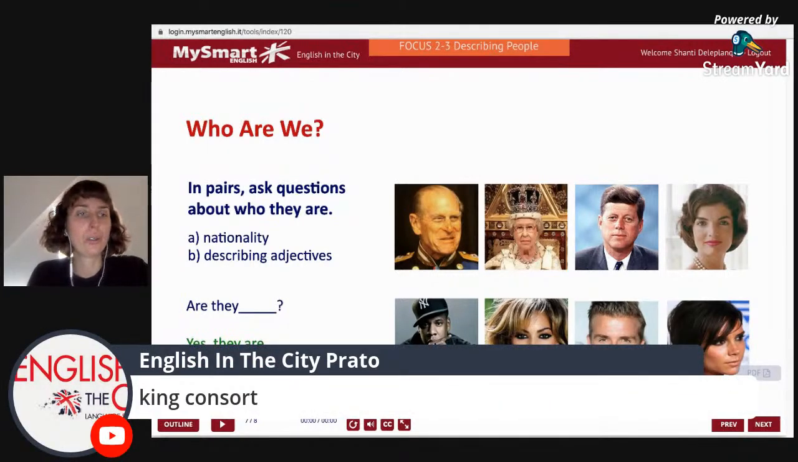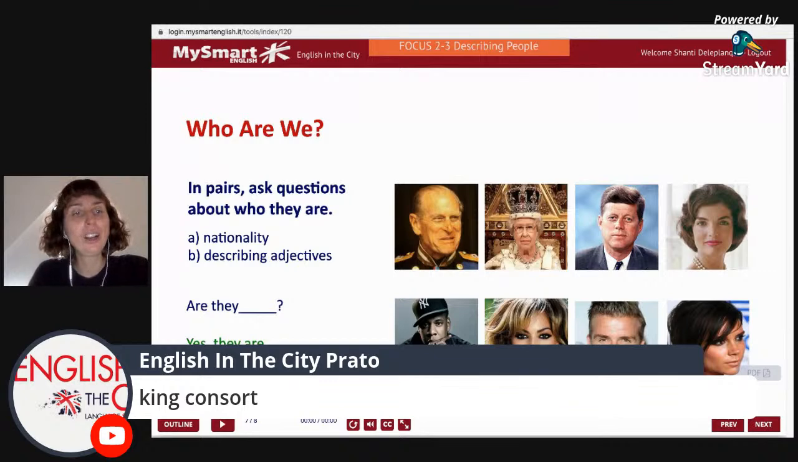The king consort is not really the king. The Queen of England has the job, and the king is only a king because he is married with the queen. He has no power. Yeah, he is not officially the king of England. Only the queen is officially the queen.